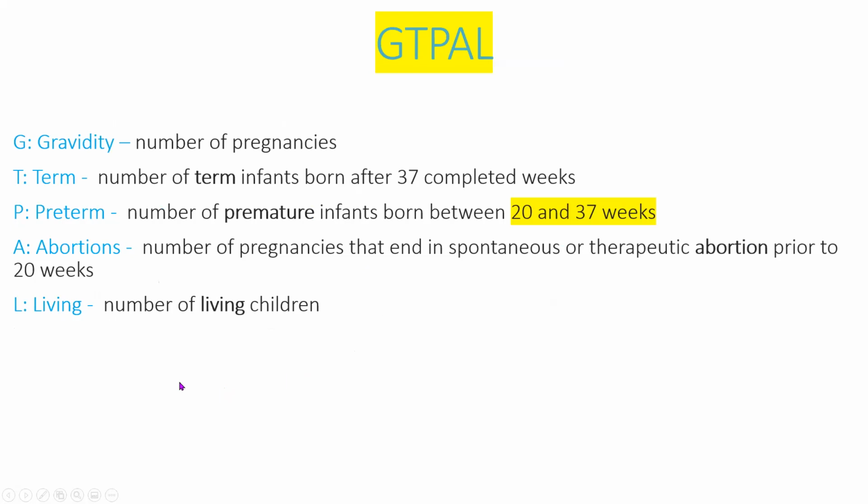GTPAL. This is really important, and I have given you guys practice questions on this. I typed them up 2 days ago. Gravida is number of pregnancies. Term is number of term infants born after 37 completed weeks.